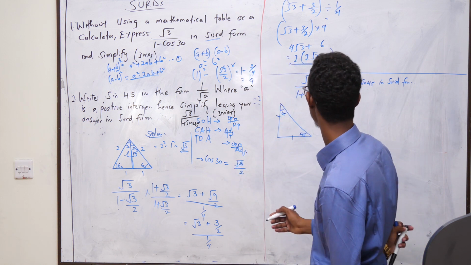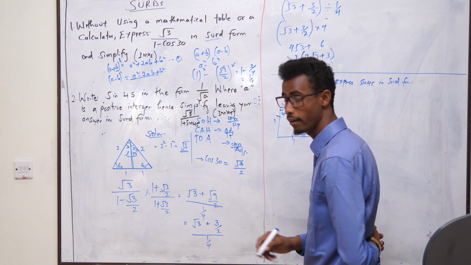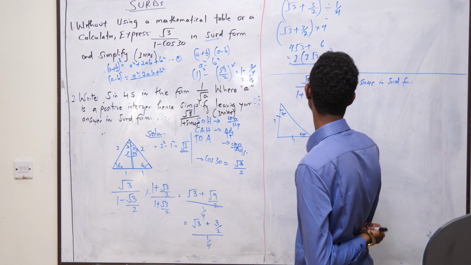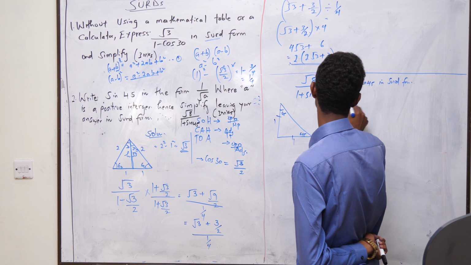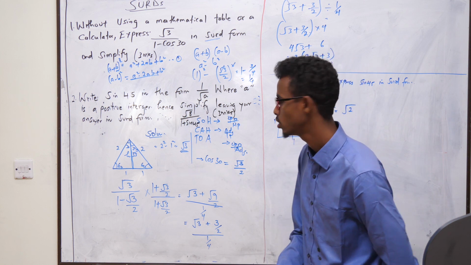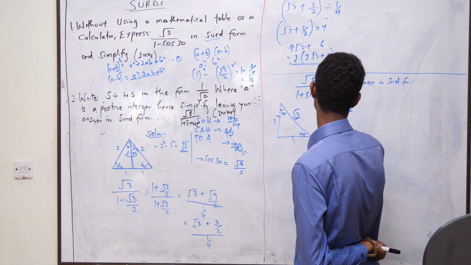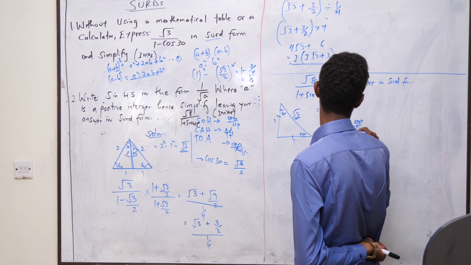The isosceles triangle has sides 1, 1. Now let's get the hypotenuse. The hypotenuse will be 1 squared plus 1 squared, square rooted, which is root 2. Now sine is SOH, opposite over hypotenuse.